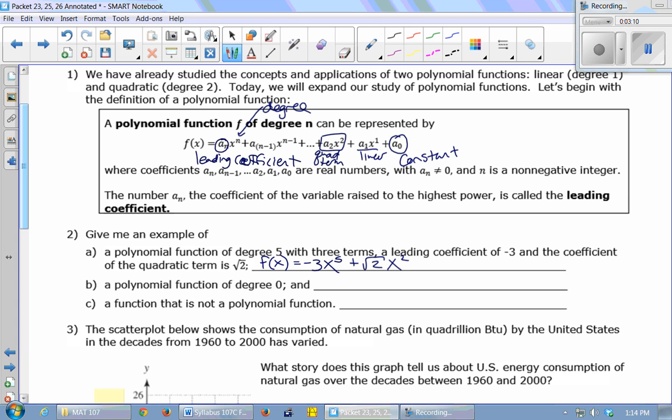And then I think I've satisfied everything they told me except for the 3 terms. So I have to add another term in here. I could add a linear term or a constant term, whichever. You don't have to, but we typically write the powers of x in descending order. So I'll just throw on any old constant here, like a 7. So now I've got 3 terms.